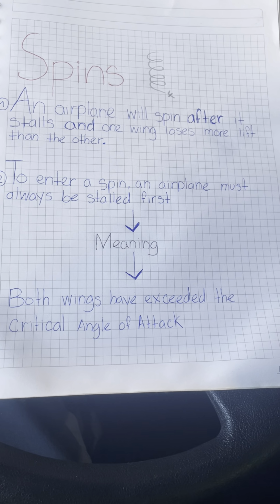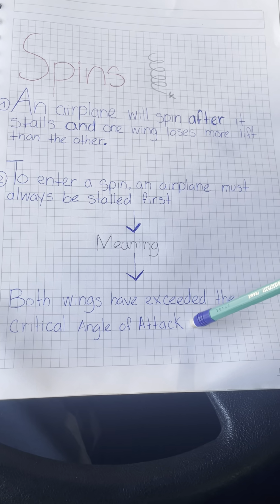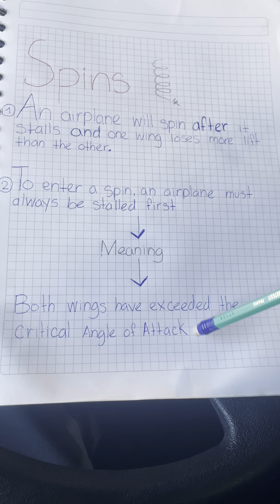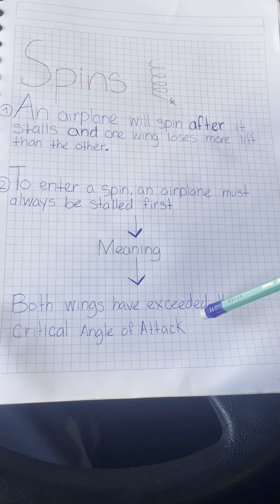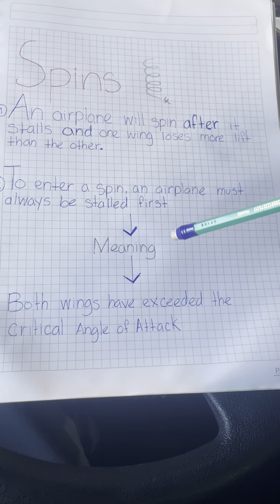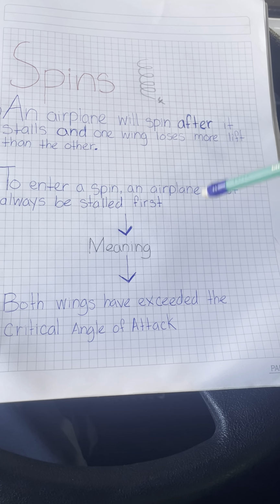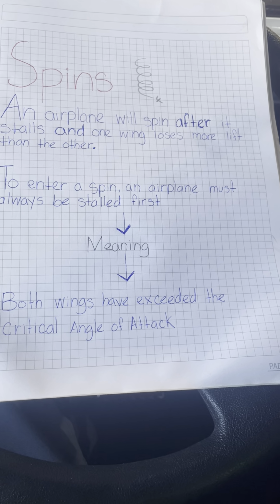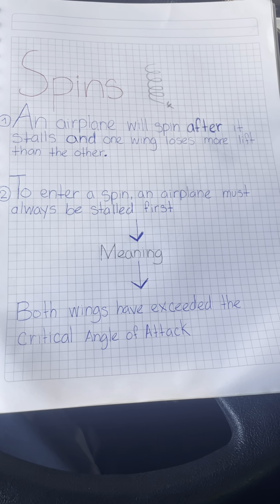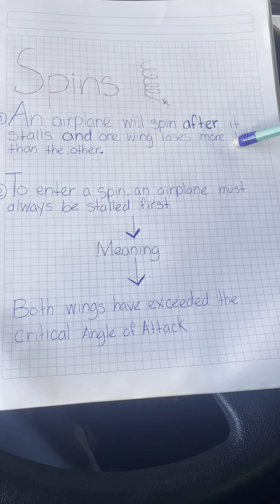So pretty much in this situation, the airflow around the wings is being disrupted. So that is what's causing the spin, because we're disrupting the airflow over both wings. So keep this in mind.